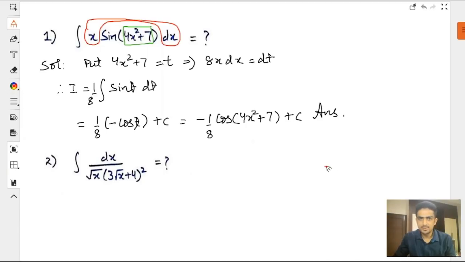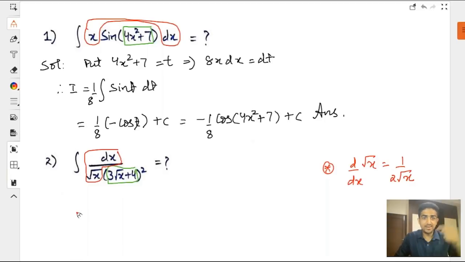Similarly, guys, if we look at the second example, I don't think anybody will be having a problem when I write this thing. The derivative of root x is 1 by 2 root x. You know that. I know you know how to differentiate, but it's even important to remember it as such. So if you remember directly, then you can see the derivative of this thing is there with dx. Root x, a derivative 1 by root x. So clearly we will substitute 3 root x plus 4 as t.